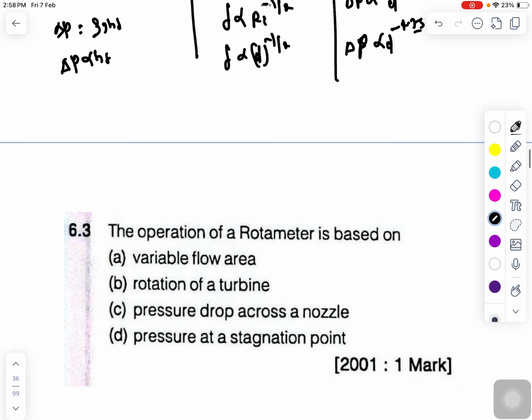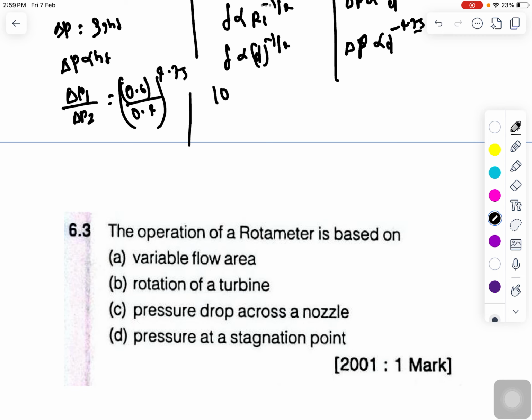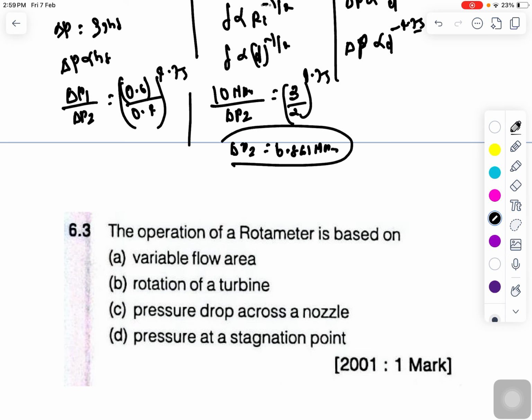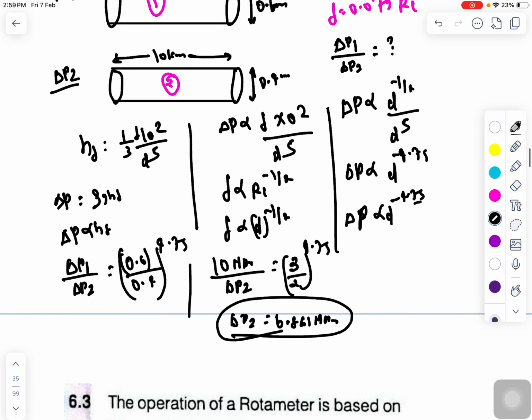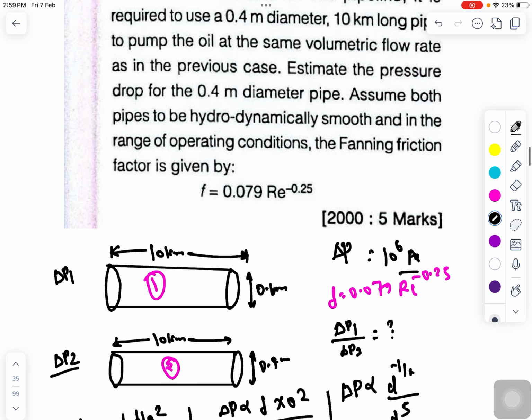Okay, so now you can directly calculate delta P1 divided by delta P2, that is equal to 0.6 divided by 0.4 whole to the power 4.75. So delta P1 is given as 10 megapascal, divided by delta P2, that is equal to 3 by 2 whole to the power 4.75. So finally you will get delta P2 equal to 6.861 megapascal. Okay, this is just a calculation here, you don't have to do anything, that's it.